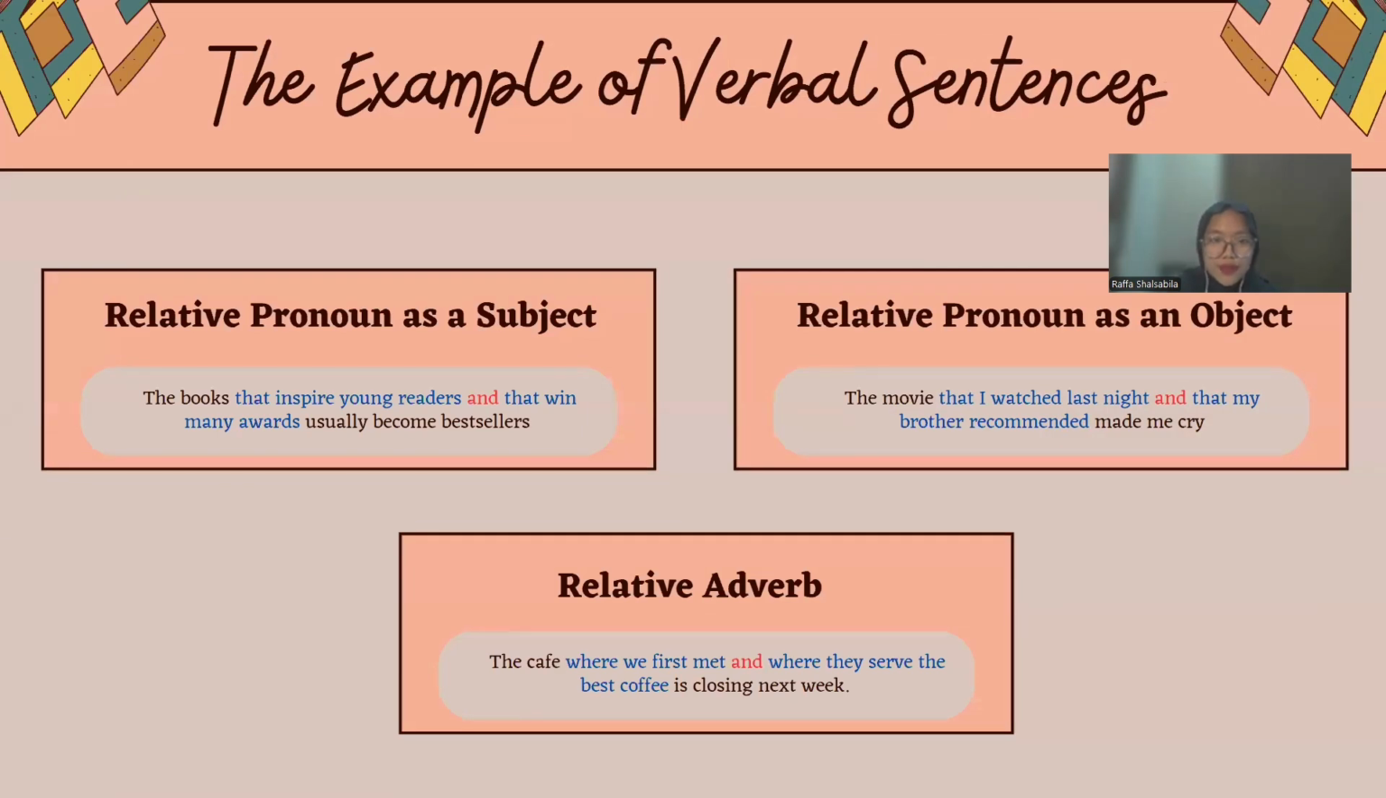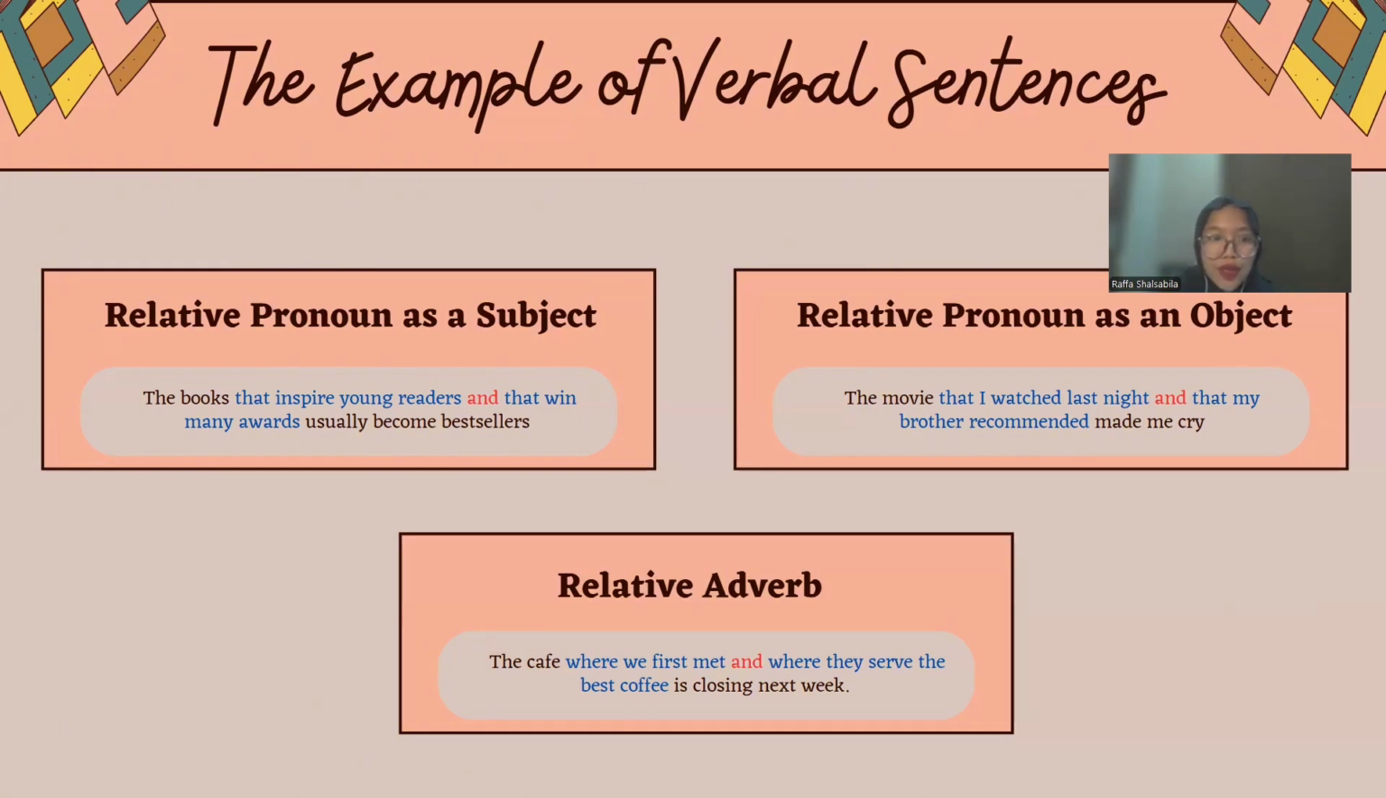Verbal sentence. A verbal sentence is a sentence that uses a verb as a predicate. It means that the sentence must contain a verb. Verbs are the action words in a sentence that describe what the subject is doing or a state of being. Without a verb, a sentence is incomplete.